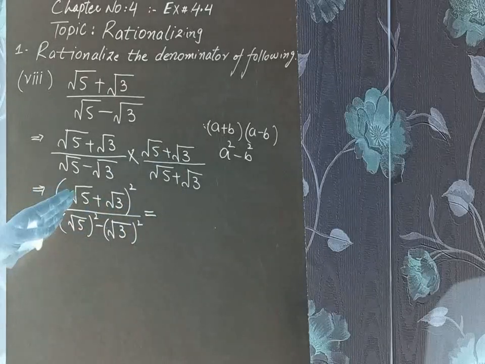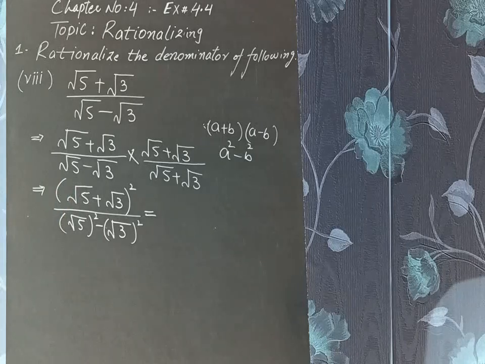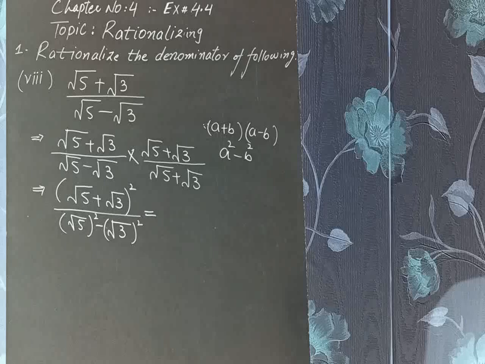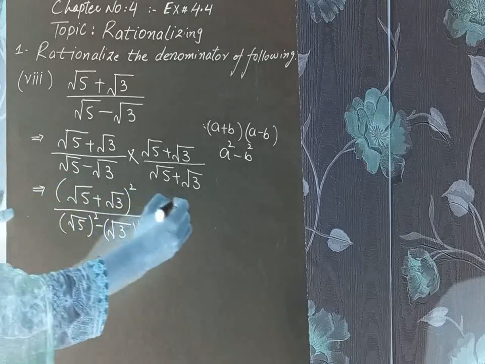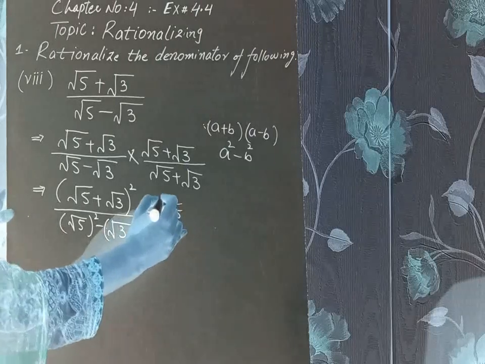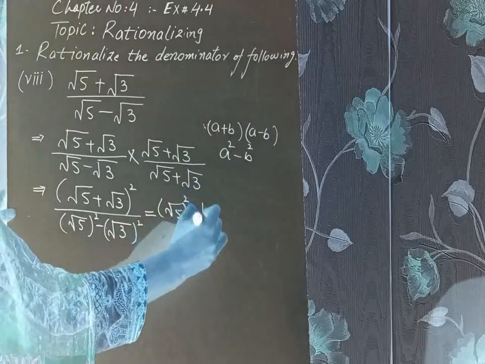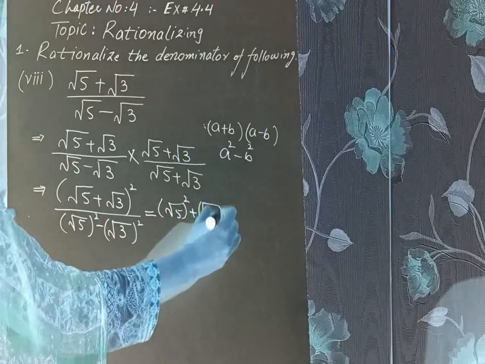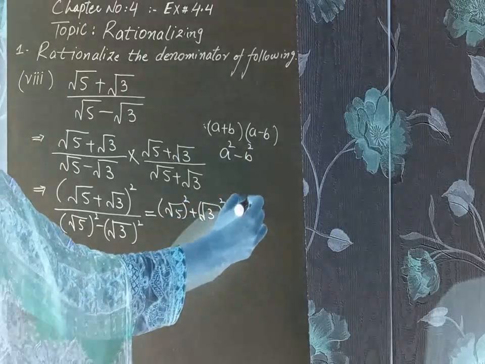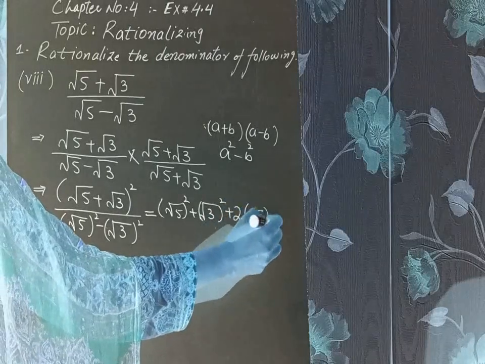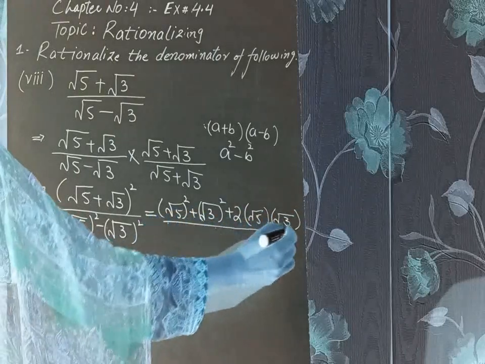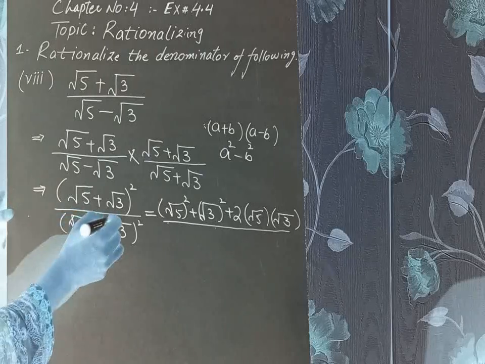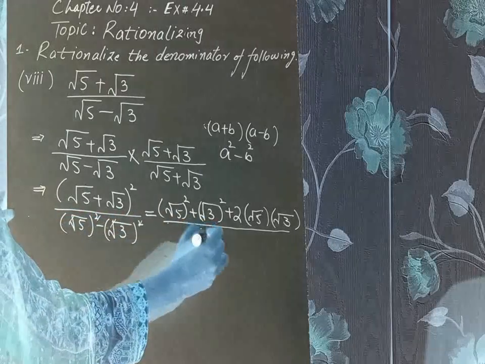Now this has the whole square. We will use the formula of whole square that we have done before. When we open a plus b whole square, it equals a squared plus b squared plus 2ab. Same as this here: under root 5 squared plus under root 3 squared plus 2 under root 5 and under root 3. This is divided by, the square is cancelled by the root, 5 minus 3.